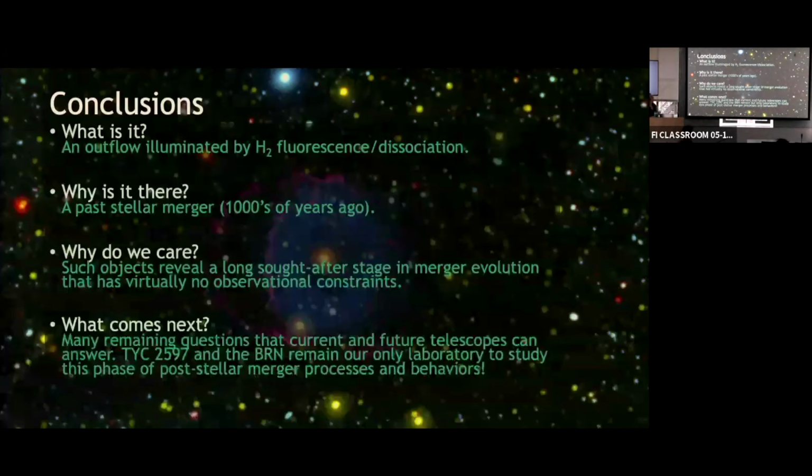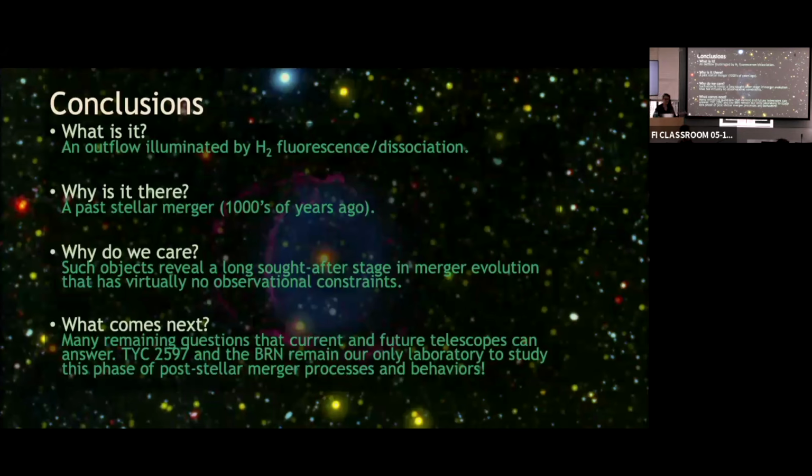Okay, so in conclusion, we found this Blue Ring Nebula that appears to be an outflow that is now being illuminated by molecular hydrogen fluorescence. It's there because of a past stellar merger we think happened thousands of years ago.